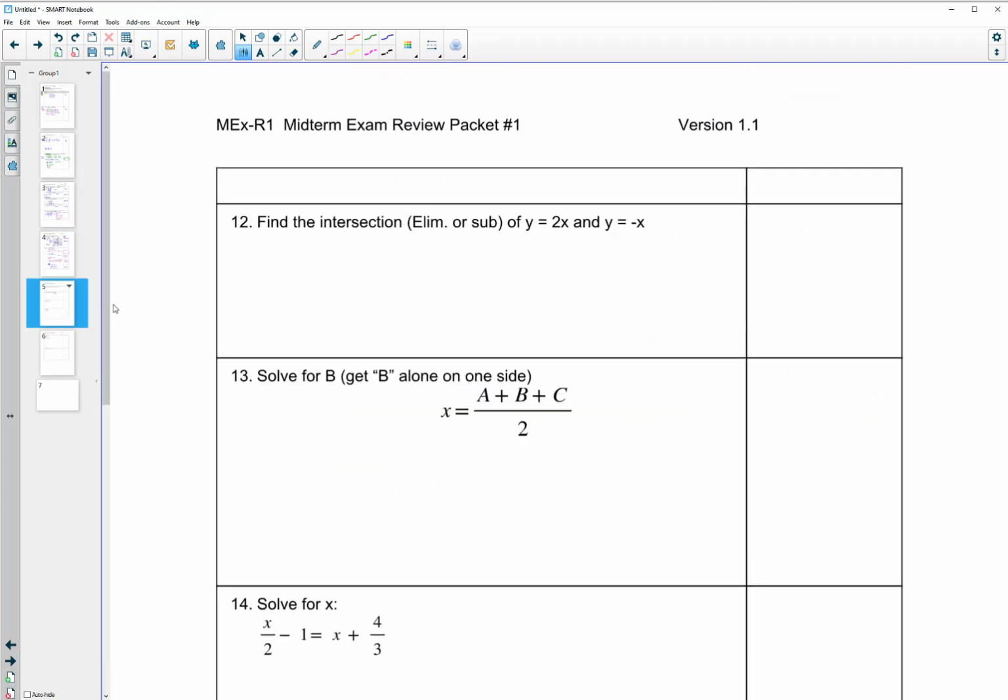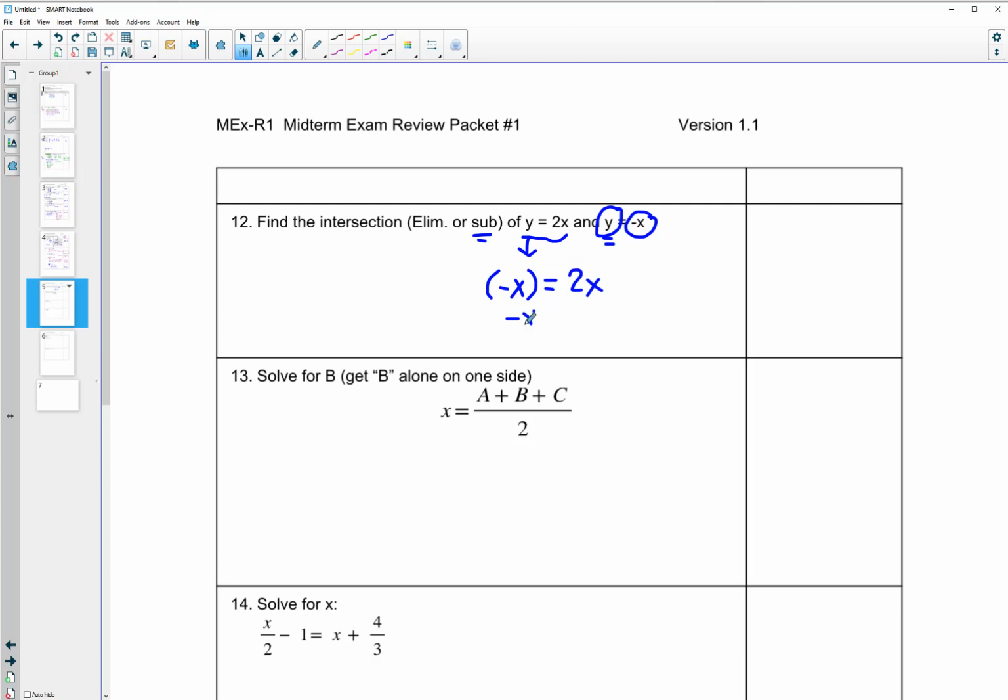Okay, let's go to the next one. All right, find the intersection, elimination, or sub for these two. Whenever there's a variable by itself, like y is by itself, we usually use sub. It's just easier. So I'm going to take this equation, and everywhere I see a y, I'm going to replace it with this, right? So y is equal to negative x. So I'm rewriting this equation right here, but everywhere there's a y, I put parentheses. Why? Because y is equal to negative x, so I replace it with a negative x.